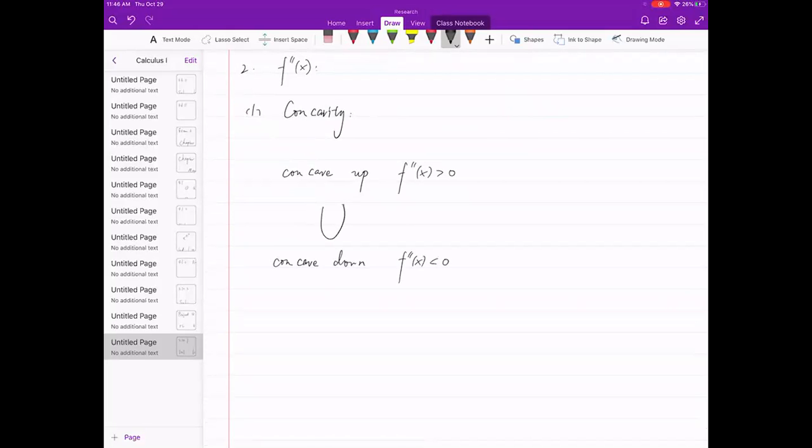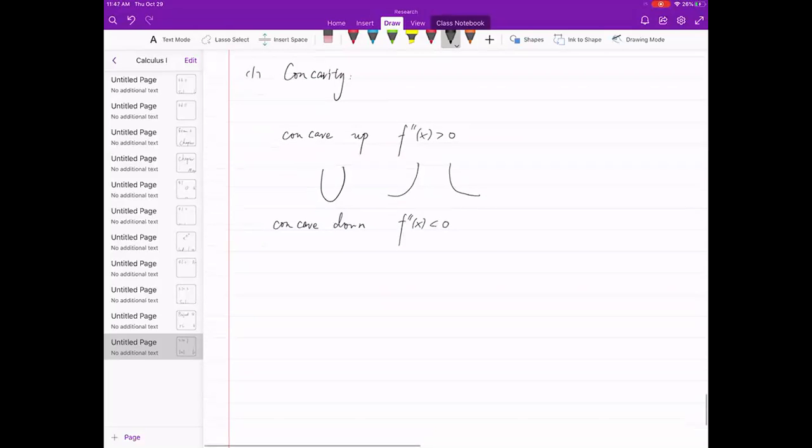This is concave up, which means you increase like this or you decrease like this. This is concave down. You increase like this or you decrease like this. Some people call this a cup case, and this is a cap case.